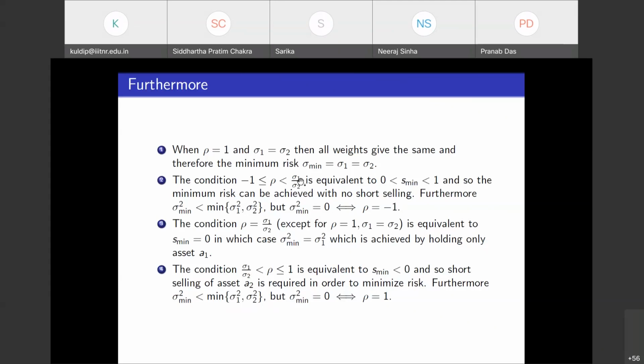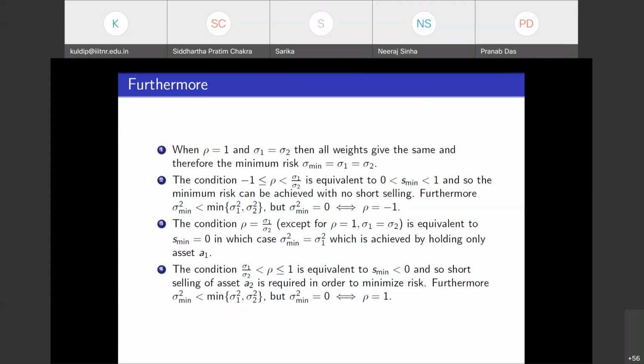And the third case where rho is equal to sigma 1 by sigma 2, in this case two things can happen. Variance by investing only in the first asset, and if your rho equals sigma 1 by sigma 2 with the specific case that rho equals 1 and sigma 1 equals sigma 2, then it does not matter what weights you are assigning. In all cases, you will end up getting the same risk, which will be the minimum risk.